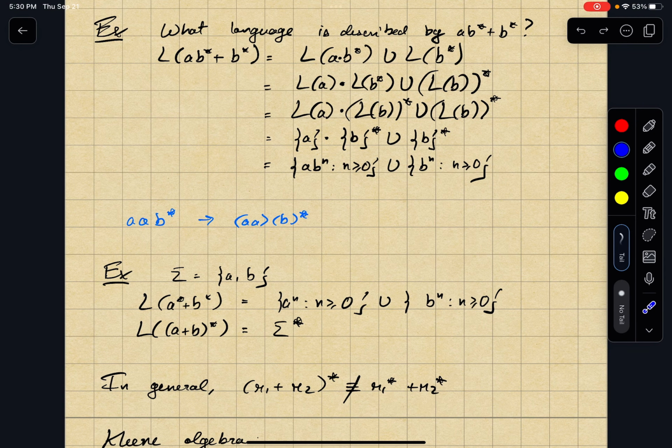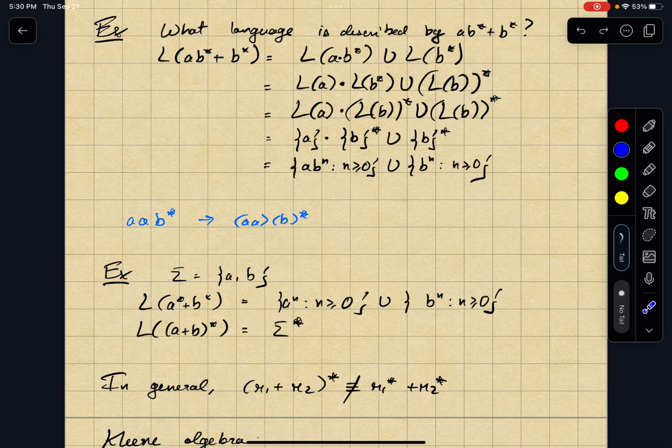Now, on the other hand, if I have (A + B) whole star, well, the strings that match this regular expression are strings that at every position either have an A or B, and this also includes the empty string. And so that means that (A + B)* is matching any string that can be formed using the alphabet {A, B}. So L((A + B)*) is just Sigma star.